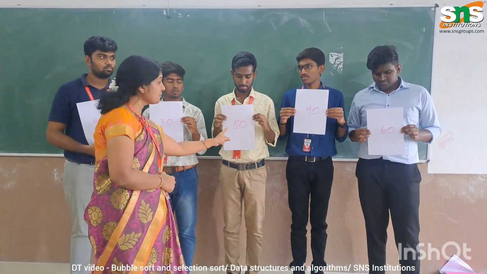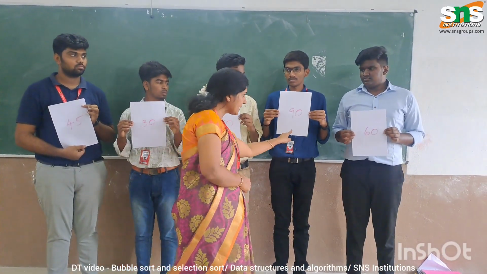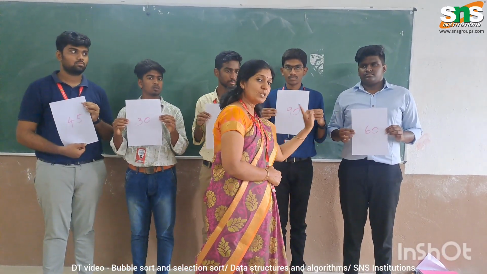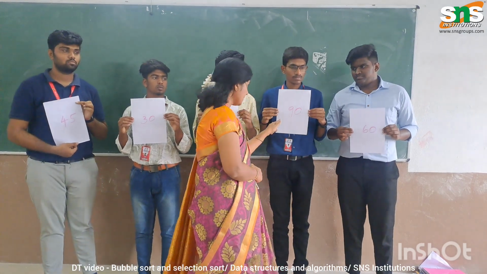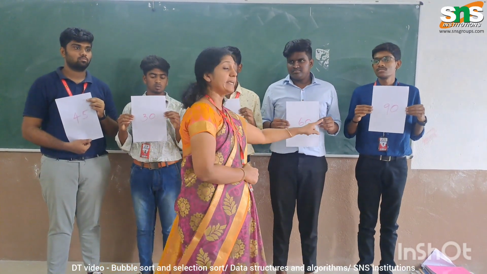Okay. Next 50 is compared with 90. It is in order only. Then 90 is compared with 60. It is not in order. We have to swap 60 and 90. So this is our first iteration.